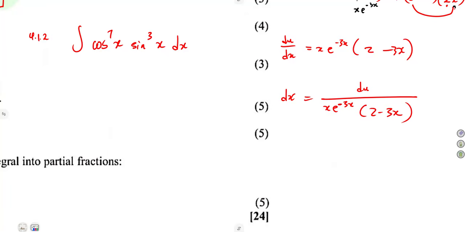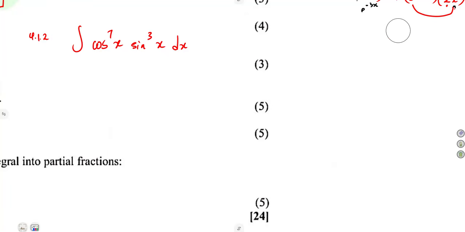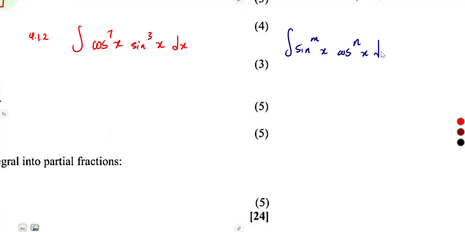from this idea, the integral of sine to the exponent of mx, cos to the exponent of nx with respect to x, if m and n are odd numbers, you split. For it to be easier, it is wise for you to split the smaller power, split the trig that has got what?